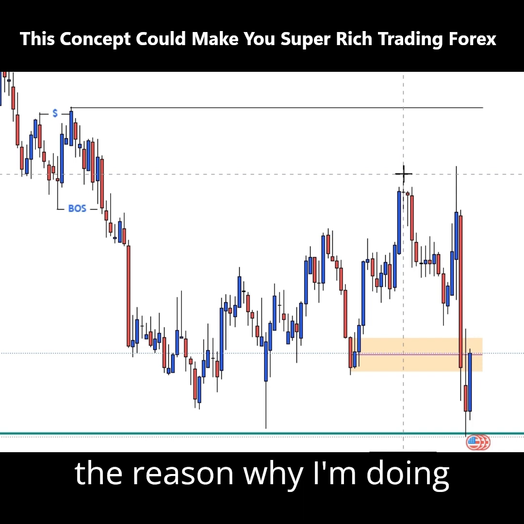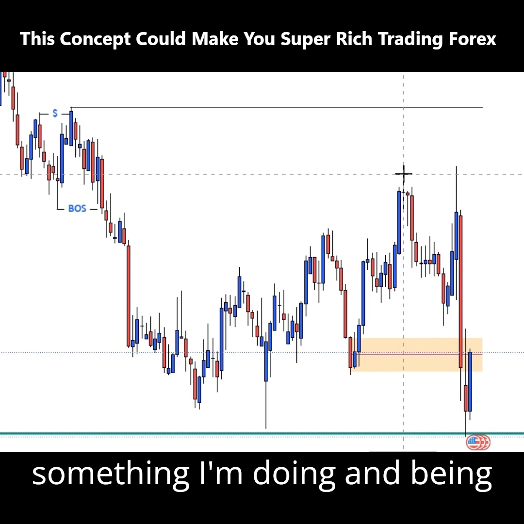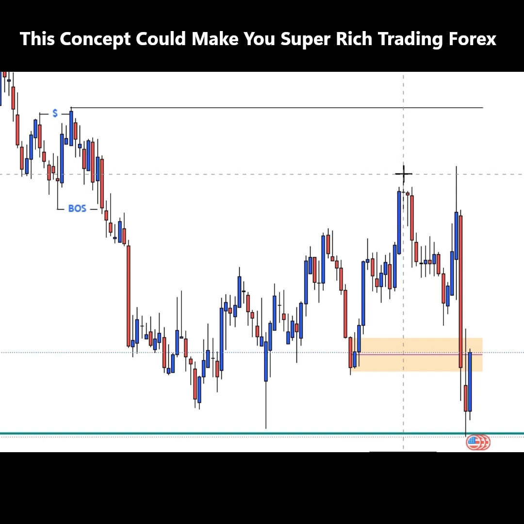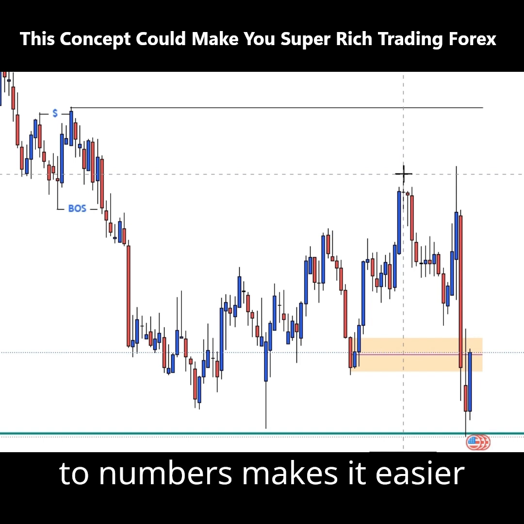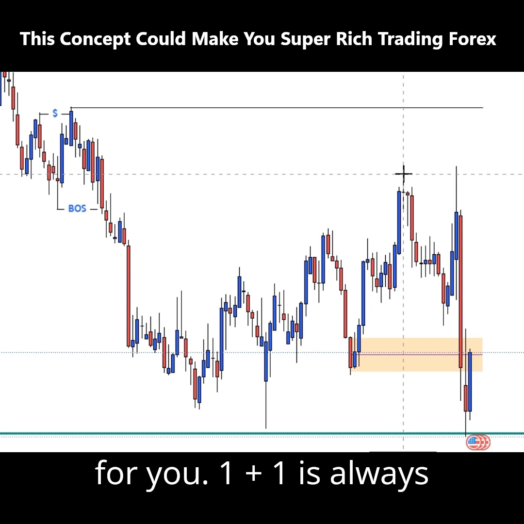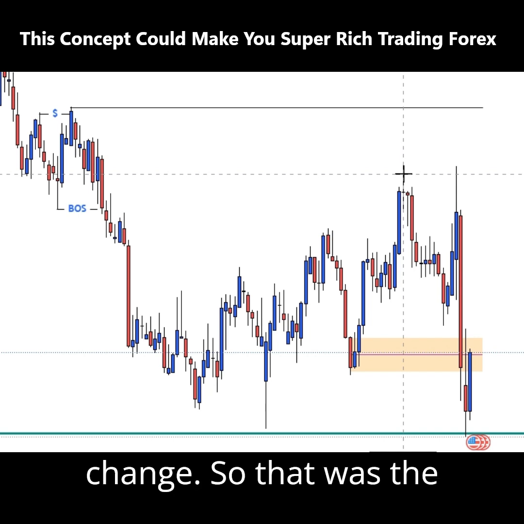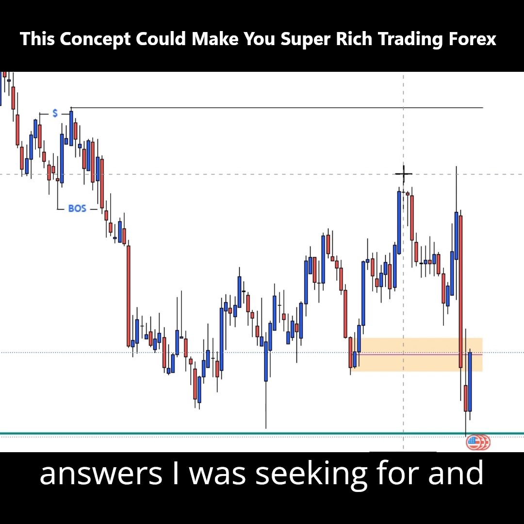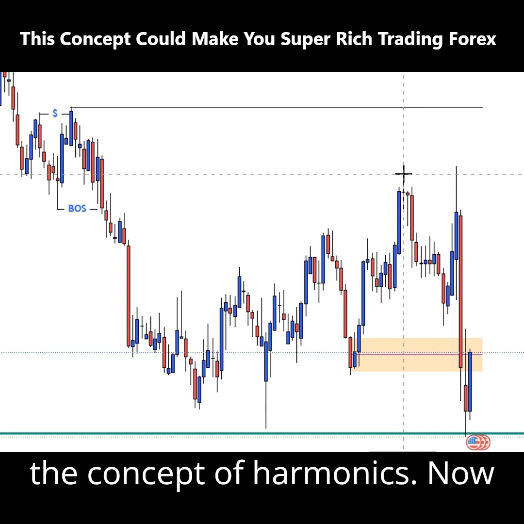Clarity, because I had some questions which I needed answers to, and it was harmonics that gave me those answers. I need to know the reason why I'm doing what I'm doing, and being able to tie your strategy to numbers makes it easier for you. 1 + 1 is always going to equal 2. No matter how many years to come, it's not going to change. So that was the answer I was seeking, and I was able to find it using the concept of harmonics.